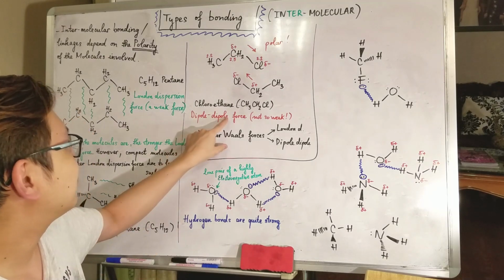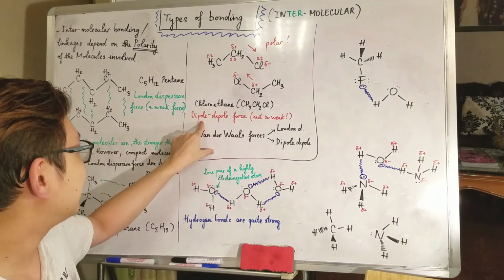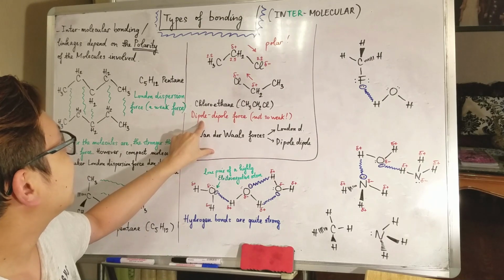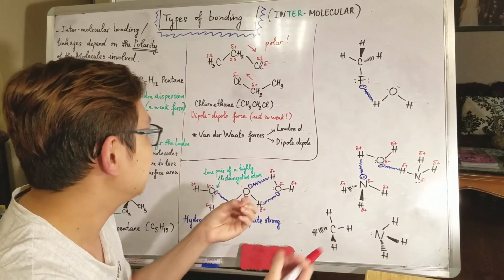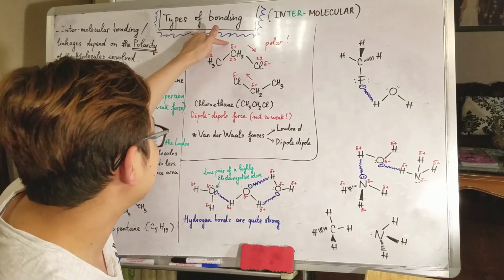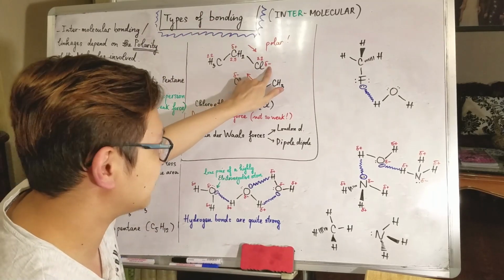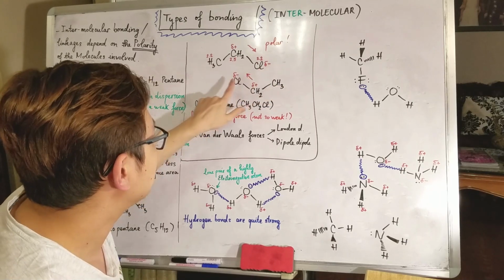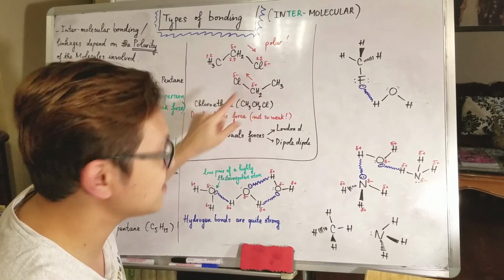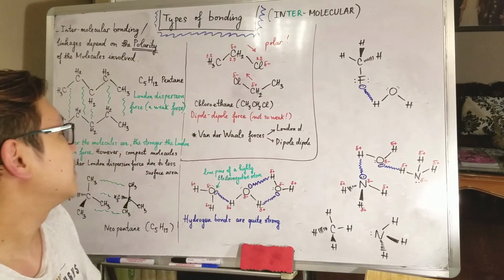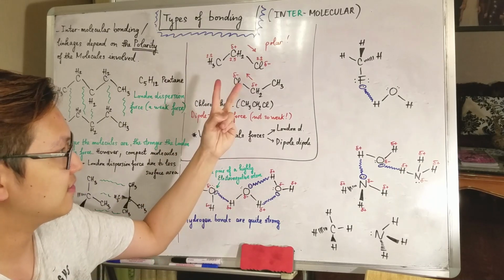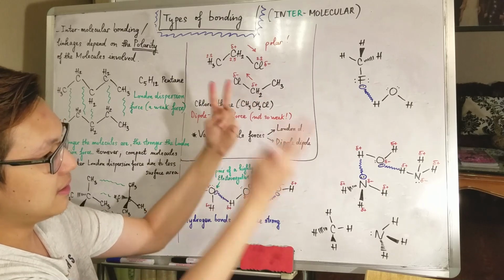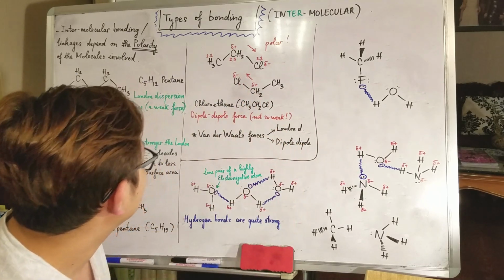And Dipole-Dipole Force arises when you have polar molecules in contact with each other. Because why? They form positive poles and negative poles. Negative pole and positive pole. That's what I call dipole, you know, di means two. So positive, negative, and negative, positive, so they find each other. Alright.